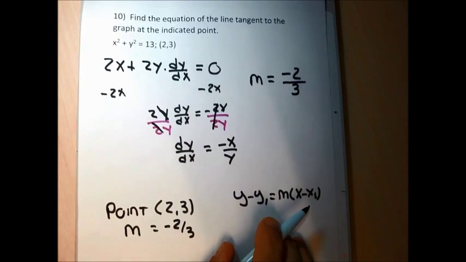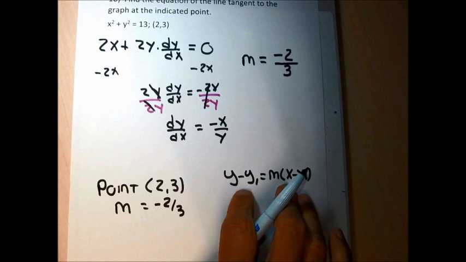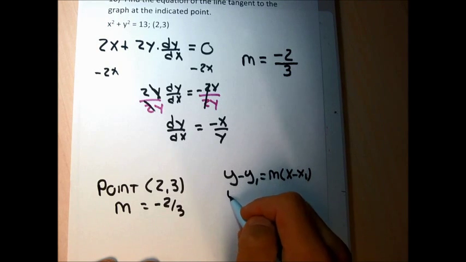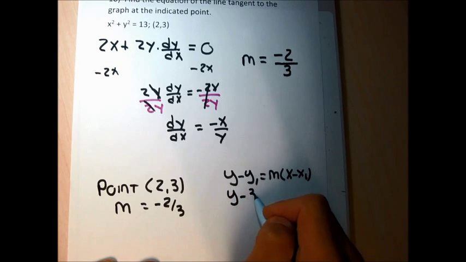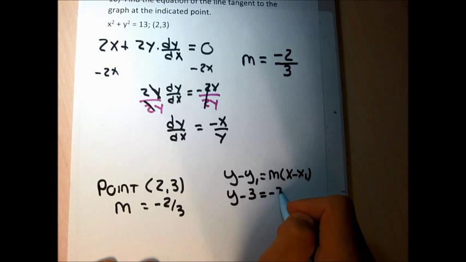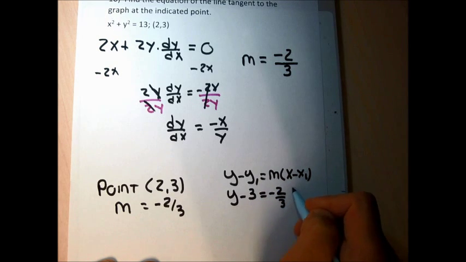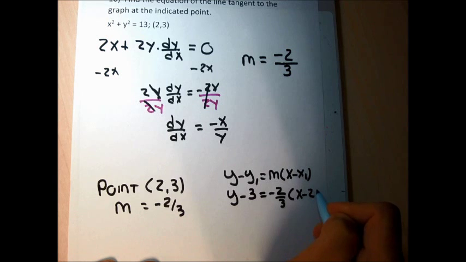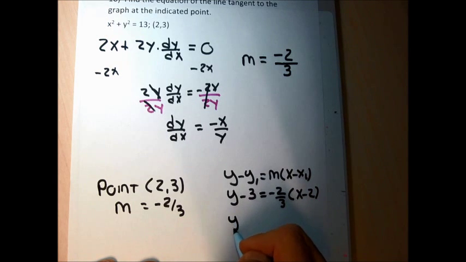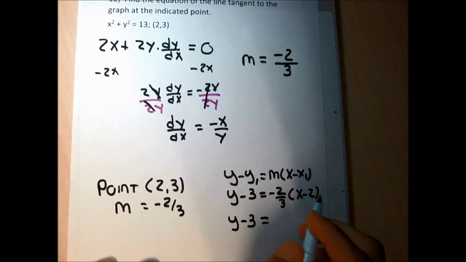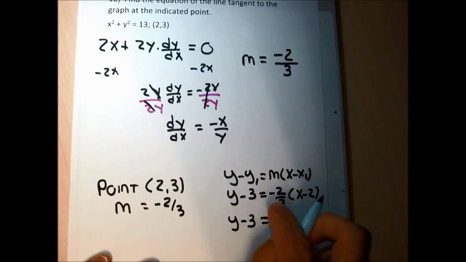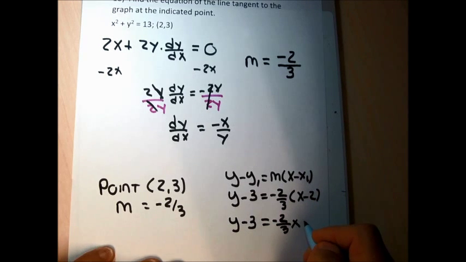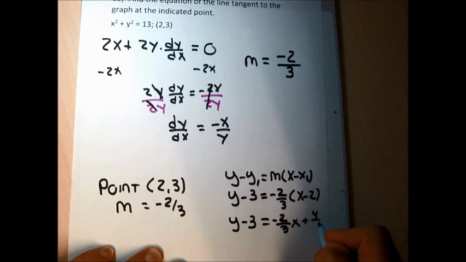Now I'm going to take those values and plug them into the y minus y1 equals m times x minus x1 equation. I'm going to get y minus 3 equals negative 2/3 times x minus 2. I'm going to leave the left side y minus 3. On the right side, I'll go minus 2/3 times x, which is minus 2/3 x, and minus 2/3 times minus 2, which is plus 4/3.